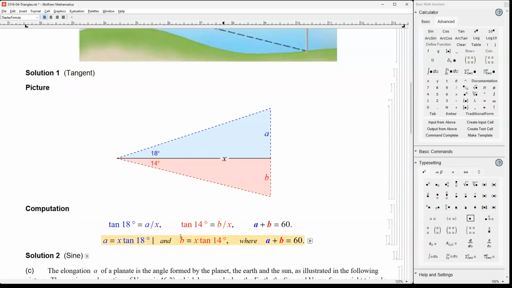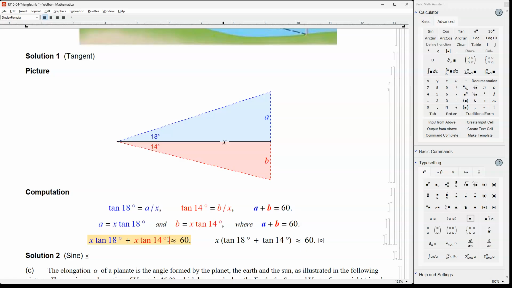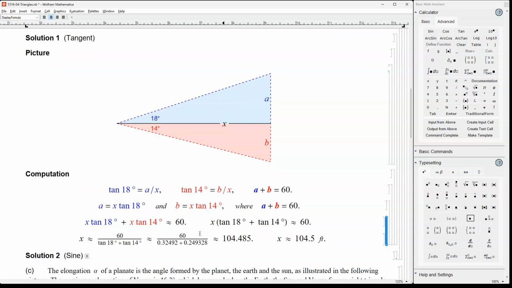So solve for a, solve for b, put those in, then I'm going to get a and b are x tangent 18 degrees, x tangent 14 degrees respectively. So they're going to add up to 60. From here, factor x out and we have a numerical quantity. So x times this number is 60. All we have to do is to divide by that. We get the answer. Nice, but wow, this was hard.